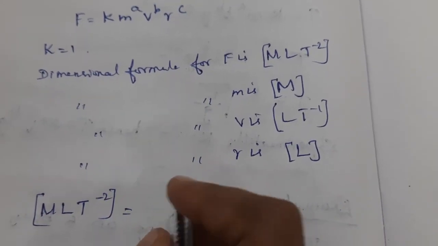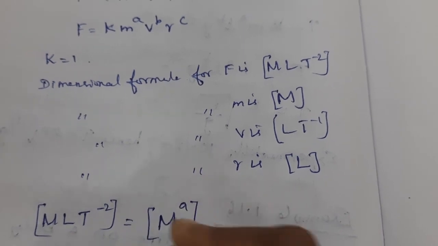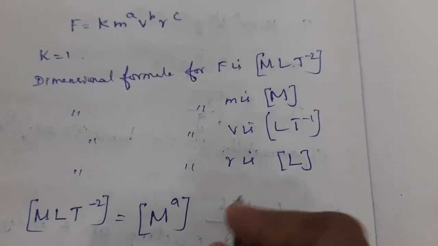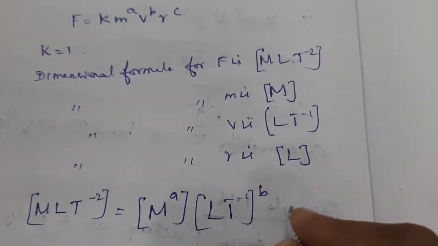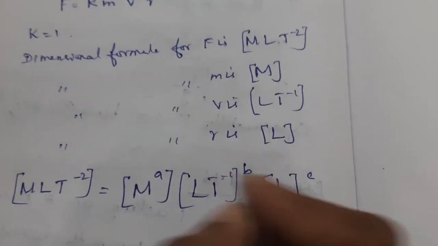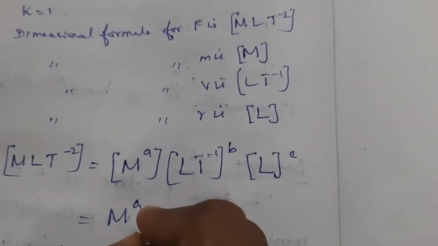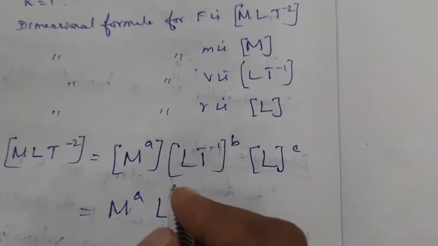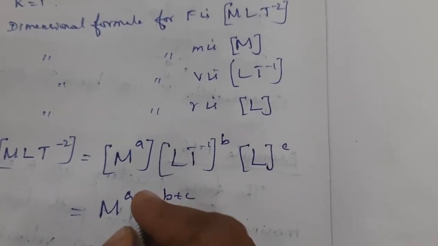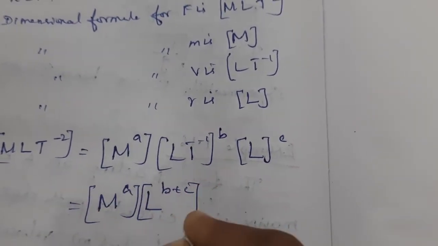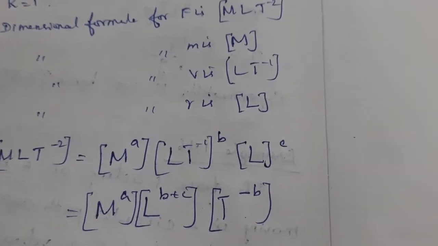K is equal to 1, so there is no dimension. M power a, then velocity, L T power minus 1 the whole power b, and L power c. So we can rewrite this as M^a, L^(b+c), T^(-b). So this is M^a L^(b+c) T^(-b).